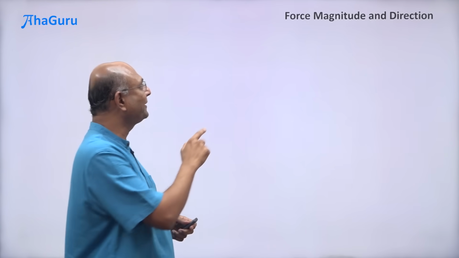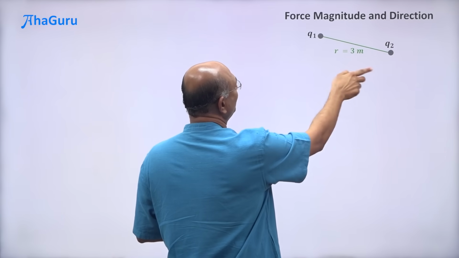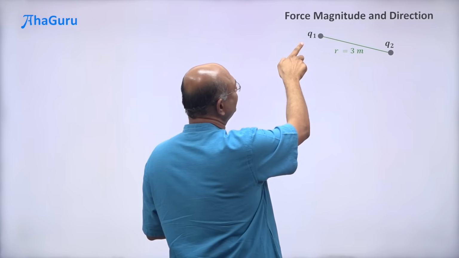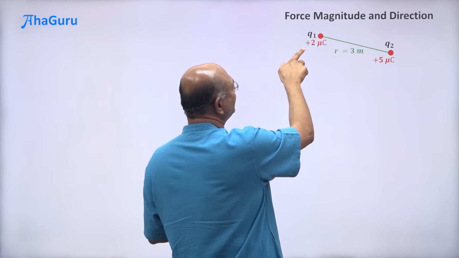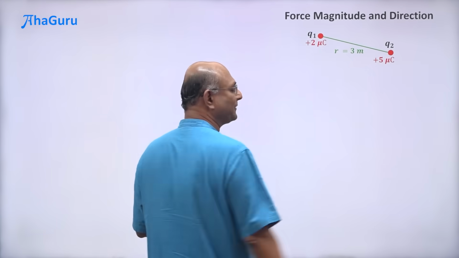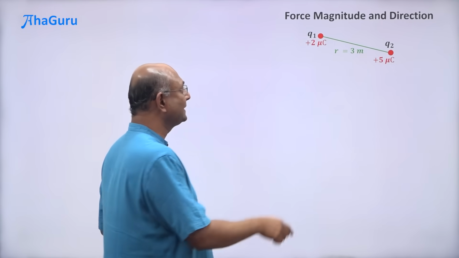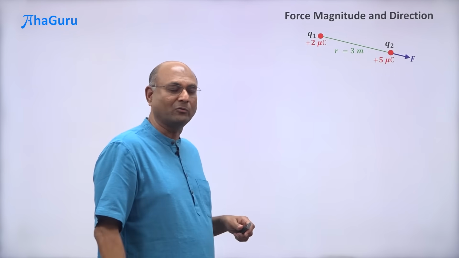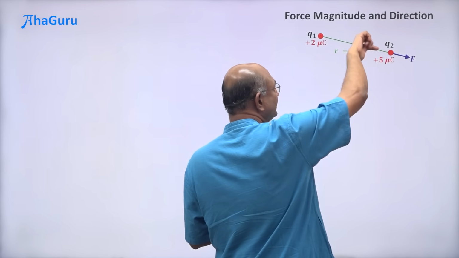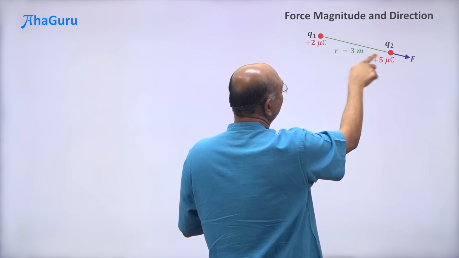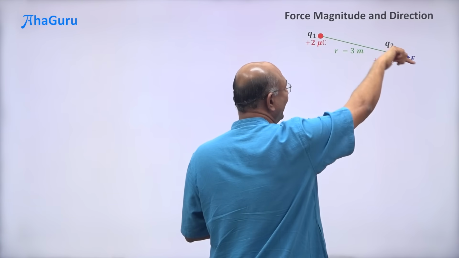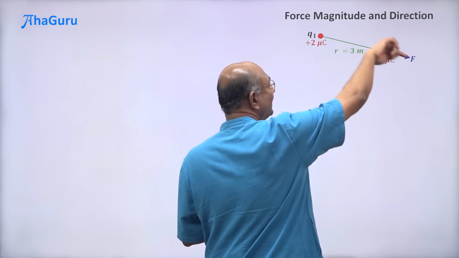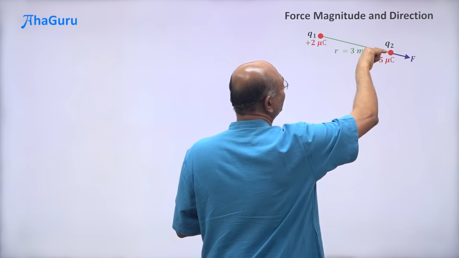Let us do that by first looking at two charges q1 and q2 separated by a distance r. I am going to first take positive charges. q1 and q2 are going to be positive, plus 2 microcoulomb and plus 5 microcoulomb. Positive and positive repels, so q1 is going to push q2. I am only going to focus on q2 for now. So the force is going to be like this. This line is the line joining the two charges, so this direction is called radially outward. Radially outward direction on q2, so it's going to be that way.